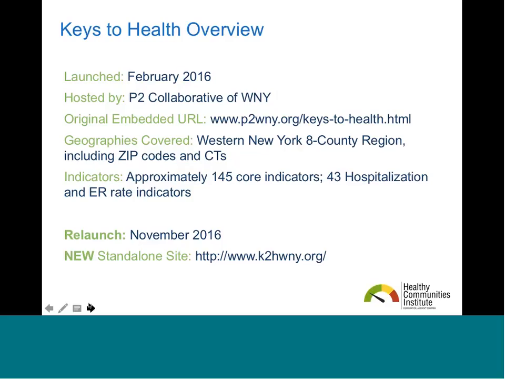That being said, all of the geographies are the same, all of the indicators are the same, so that core set of data that you may have accessed previously is still there. It covers the 8-county Western New York region, includes zip codes and census tracts when available, and then we have around 180, 190 or so indicators, our core indicators, and then this hospitalization and ER data package. The data is the same.